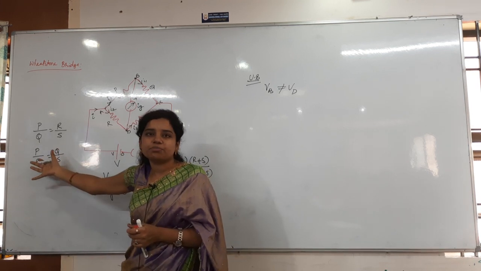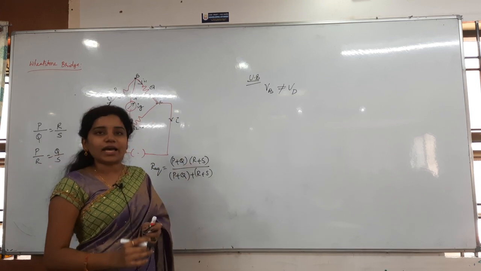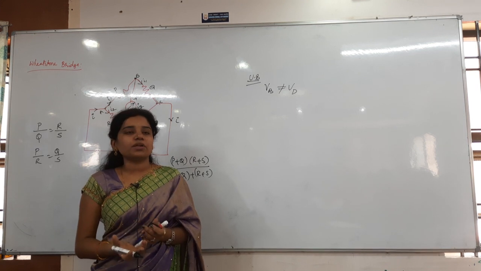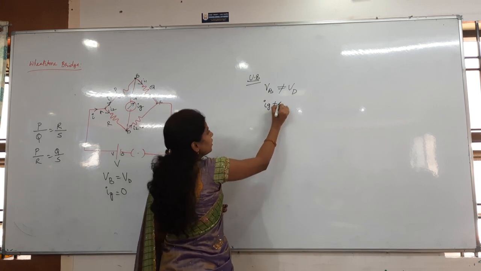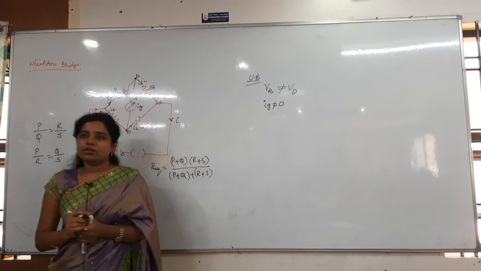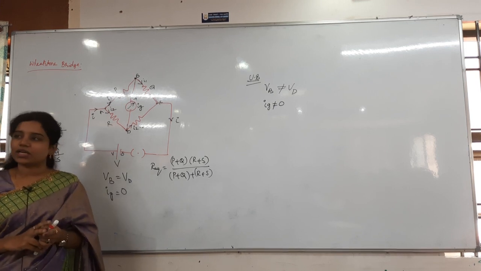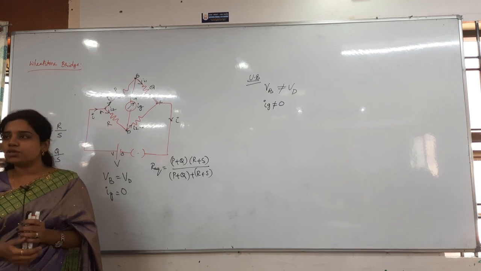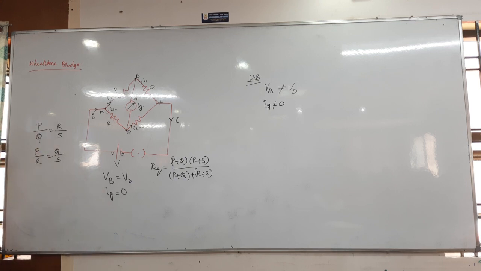If VB is equal to VD, Ig is equal to 0, then the bridge is balanced, and P by Q is exactly equal to R by S. If the bridge is unbalanced, at that time VB is not equal to VD. Both are not equal, nothing but there is a current flow. So what I can write here is Ig is not equal to 0. Now tell me, from where to where will current flow? If the current flows from B to D, what is the condition in terms of resistance I am asking? If the current is flowing from D to B, what is the condition of this ratio of the resistances?